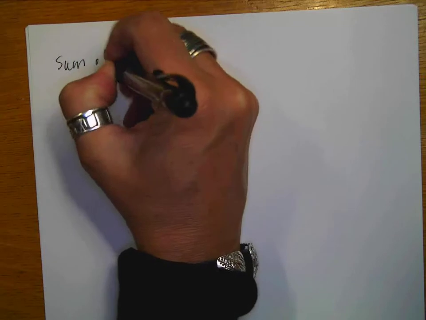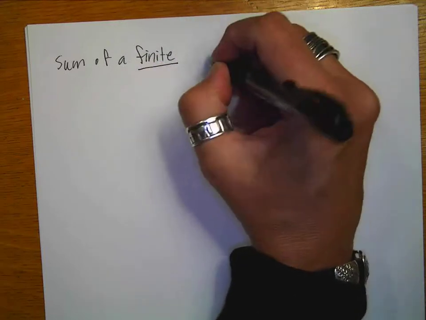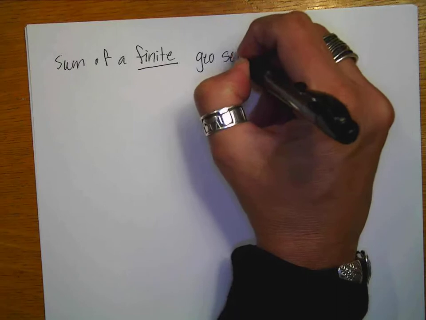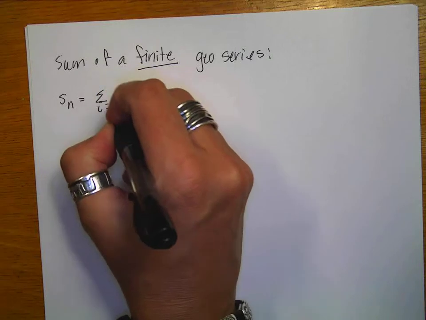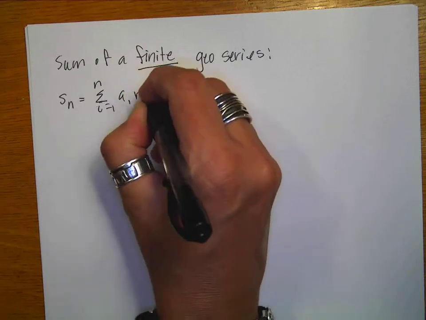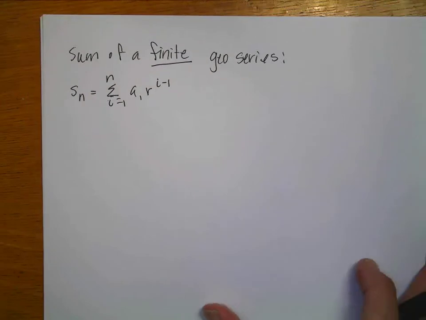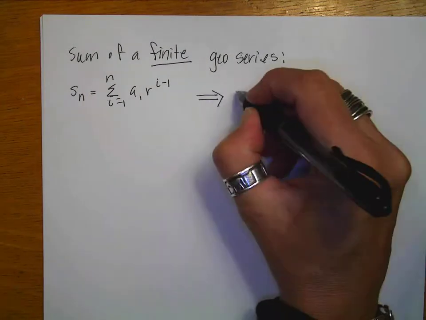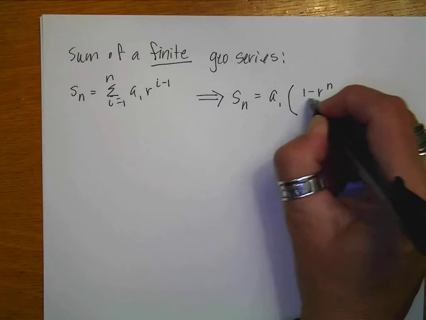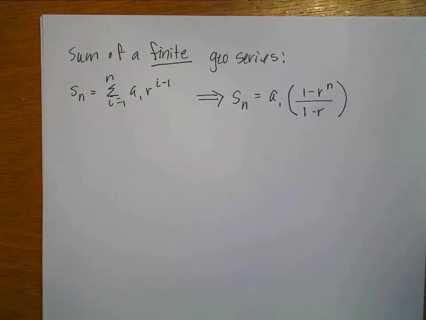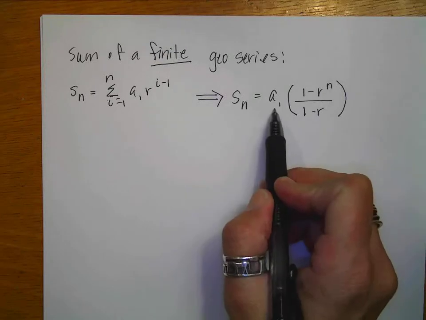All righty. So the sum of a finite, and remember finite means it has a definite beginning and a definite end, geometric series, is going to be of the formula S sub n is equal to the sum from i equals 1 to n of a sub 1 times r to the i minus 1, okay? Well, we don't want to have to use this function on our calculator, so we're going to use a handy-dandy formula that says S sub n is equal to a sub 1 times 1 minus r raised to the n over 1 minus r, alrighty? So this is for a finite geometric series.